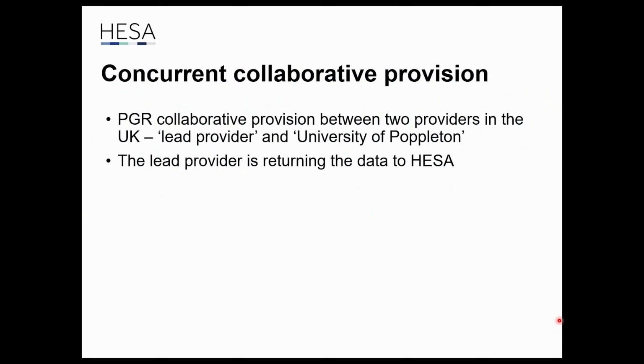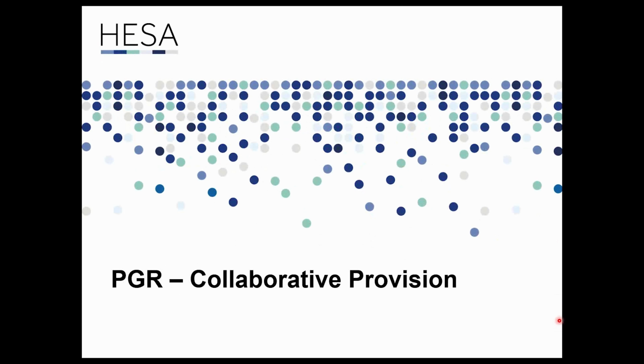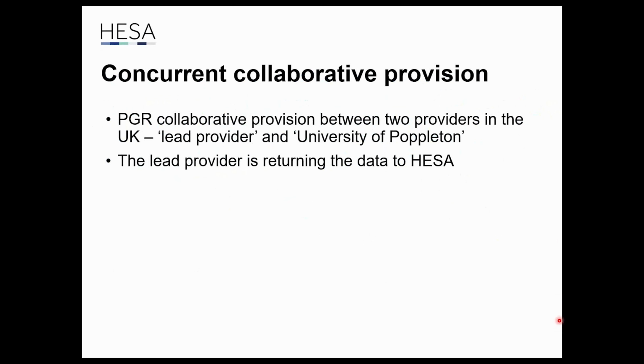So first thing to say then is that this is very, very similar to what we currently refer to as collaborative provision in the student record. So there are two types. There is the concurrent and there is sequential. The concepts are exactly the same. It's just simply the way that you will be returning them in the Data Futures record that is different. So I will step through both.